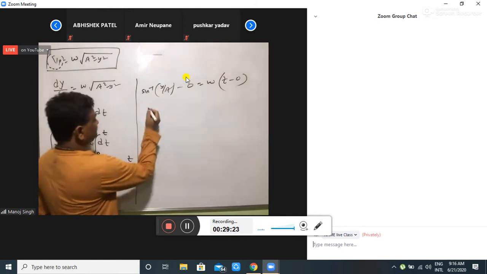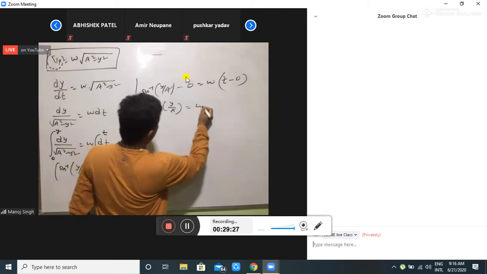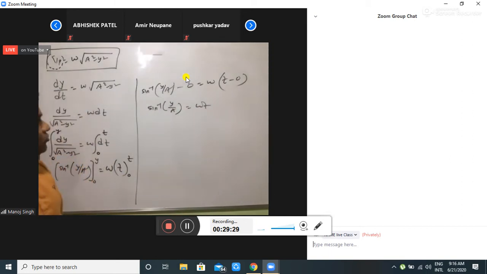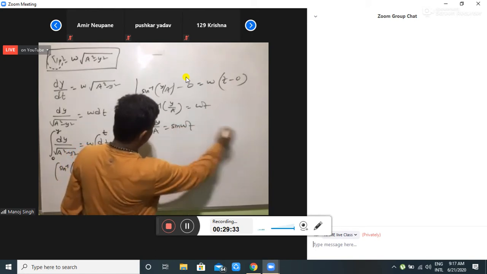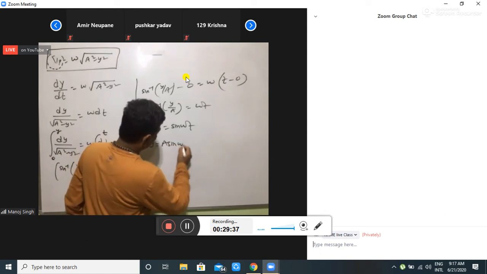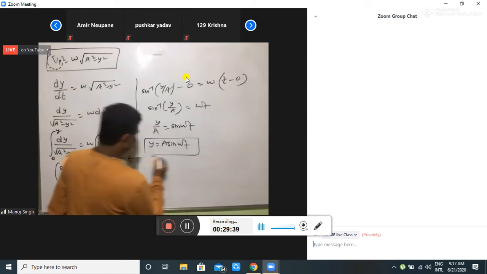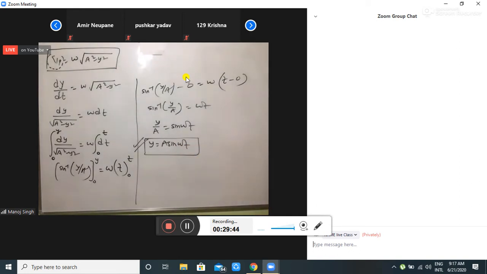Now the simplification comes here. Sine inverse y upon a is equal to omega t, or y upon a is equal to sine of omega t, or y is equal to a sine of omega t. That was the required relation, which is now on the board.